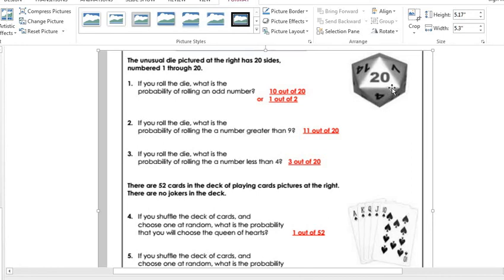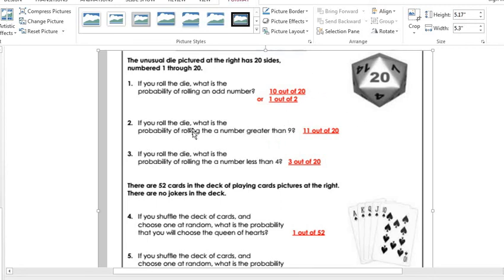So I have here 10 odd numbers, and here the probability is 10 out of 20 or 1 out of 2. Why? I make simplify. Simplify means divided. 10 divided 10 equals 1. 20 divided 10 equals 2, so it will be half.